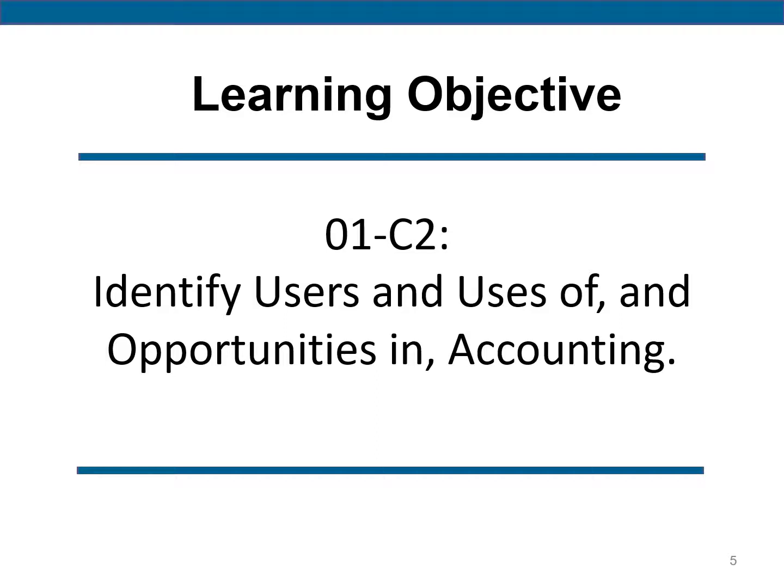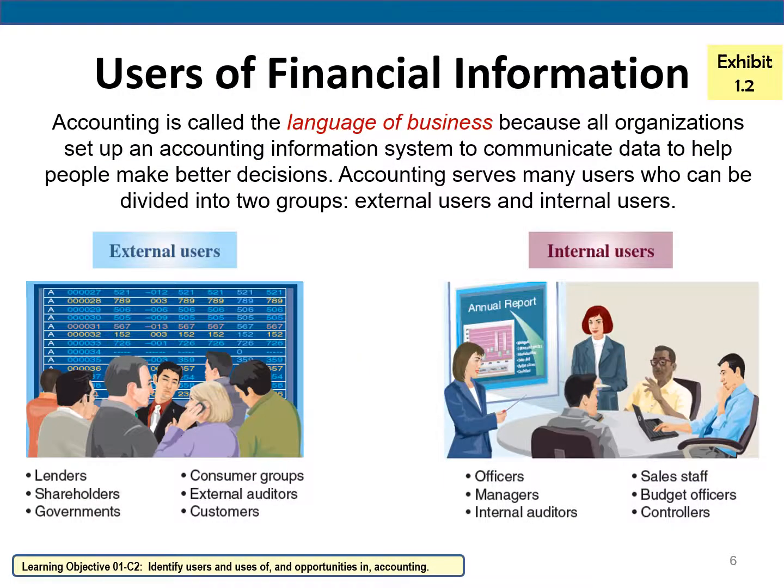Next, we will identify the users, uses of, and opportunities in accounting. So there are two buckets of users of financial information. There's external users and internal users. Simply stated, internal users are those folks within the organization, so the organization's officers, managers, internal auditors, and the like. And then external users are anybody outside the organization, so shareholders, lenders, external auditors, governments, customers. You get the idea.